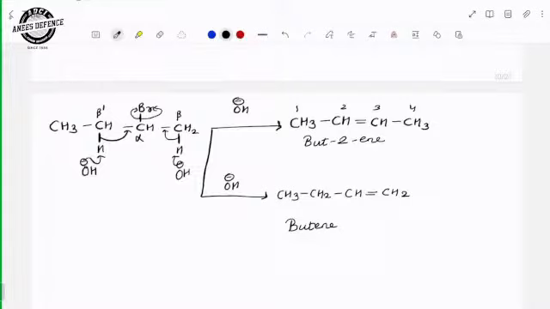Now, the first product is more substituted. If you consider this carbon-carbon double bond, carbons 1 and 4 are attached, that is, two methyl groups are directly bonded to this carbon-carbon double bond. So this part will be my more substituted alkene.